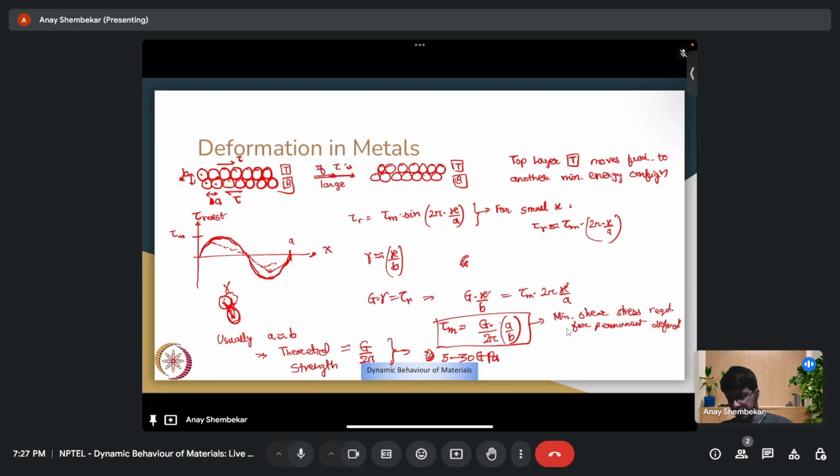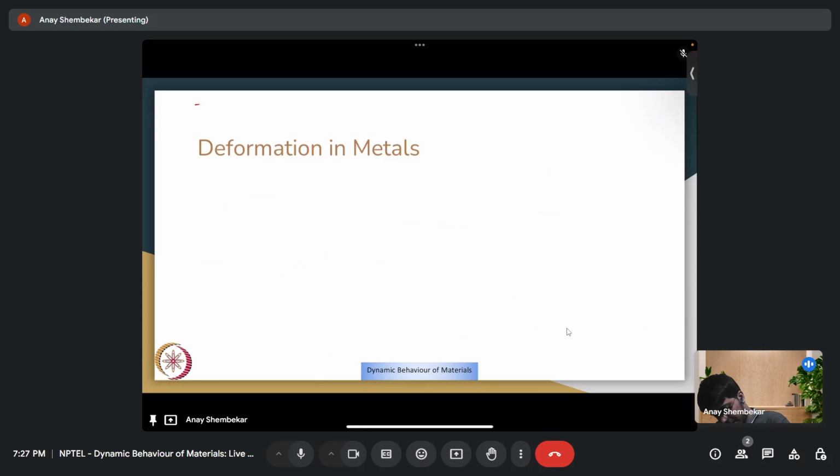In reality, the theoretical strength is much, much larger than your real strength, by orders of magnitude. So why is this so? The reasoning for this is the existence of defects within the material, which reduce its strength, but we'll see how they also lead to ductility within metals.